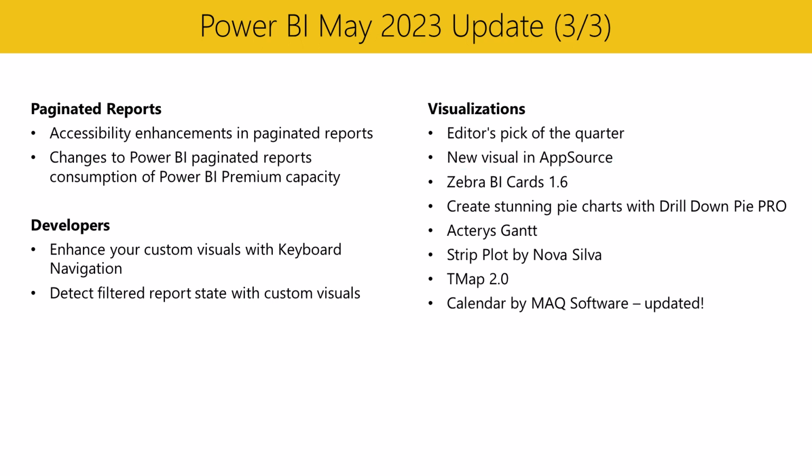Updated visuals for this month are Zebra BI Cards 1.6, Create Stunning Pie Charts with Drill Down Pie Pro, Acteris Gantt, Strip Plot by Nova Silva, TMap 2.0, and Calendar by Mac Software.